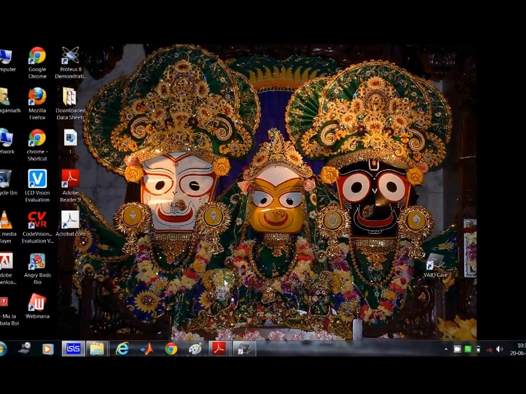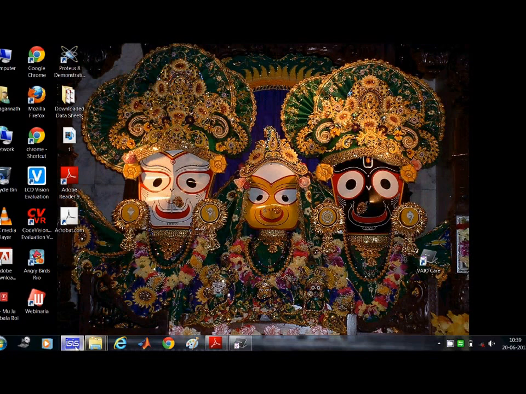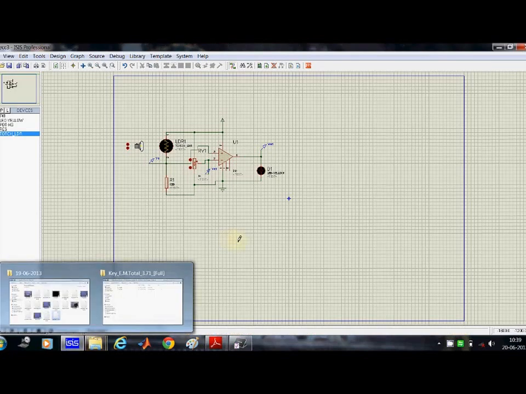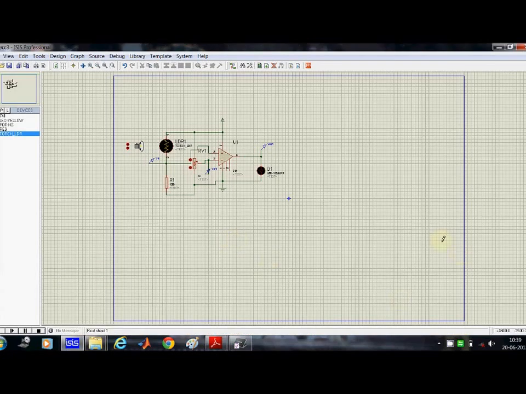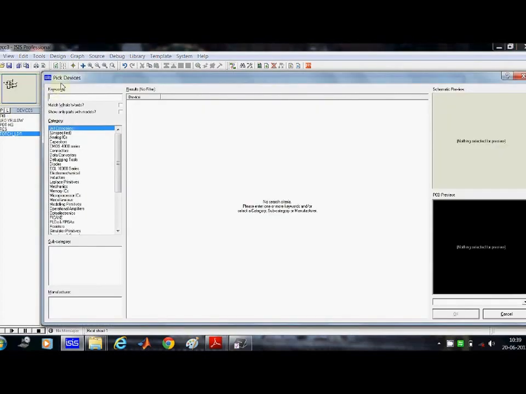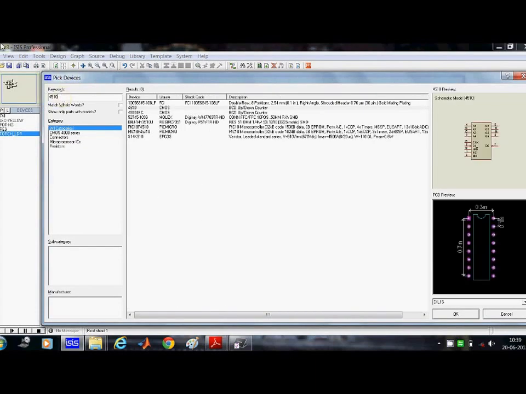So we are now ready for the simulation, and I'll be simulating it again in the Proteus. We were discussing the processor part. For that we need an IC numbered 4510. This is the binary coded decimal counter, BCD up and down counter, you can see it's written, and it's a CMOS IC. CMOS IC means less power consumption.